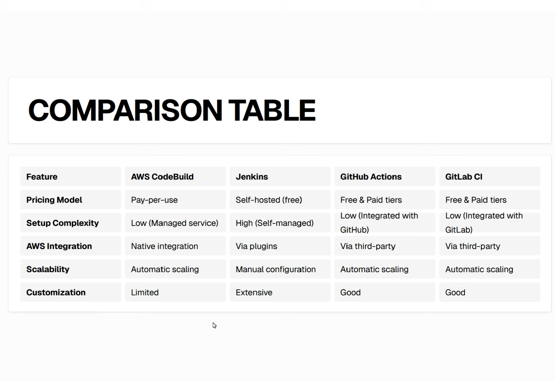So one of the disadvantages here is limited customization in CodeBuild, while Jenkins has extensive customization. It is one of the most extensively customizable tools. GitHub Actions and GitLab are in between Jenkins and CodeBuild, which is good, right? So that's the comparison table of the different environments, right?